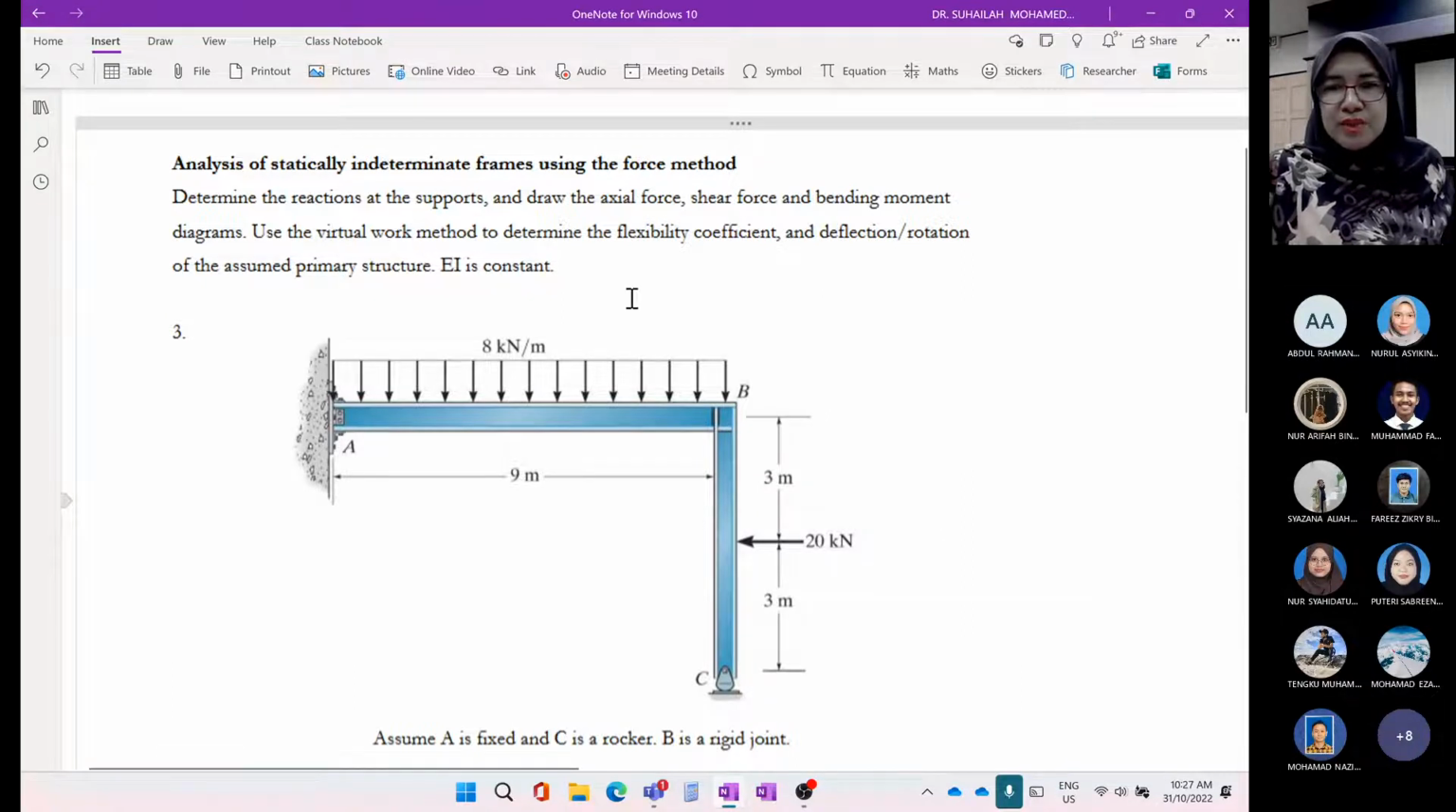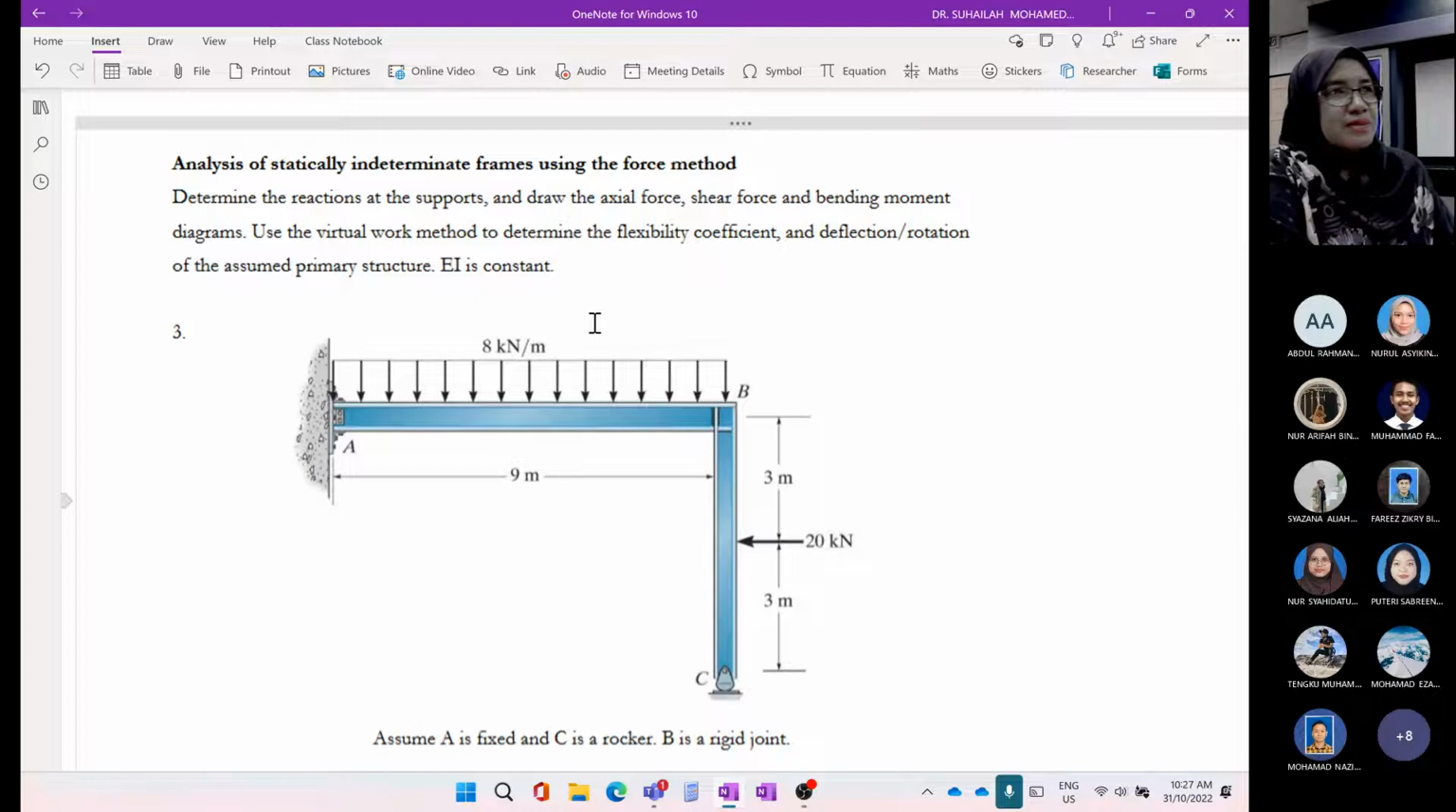So for today's session, we are going to analyze an indeterminate frame using the force method, or flexibility method. We have only 3 in class right now, so the rest join online. We are in the seminar room, level 6, in front of my room.